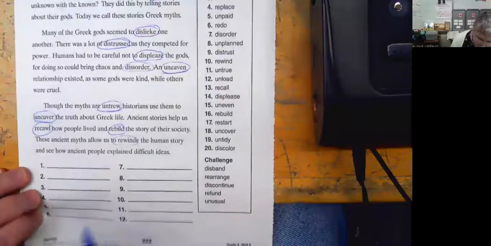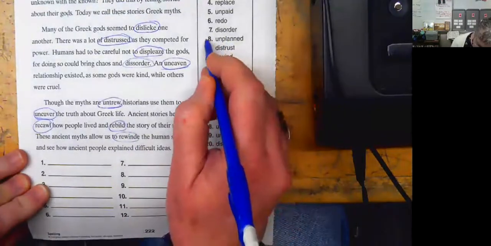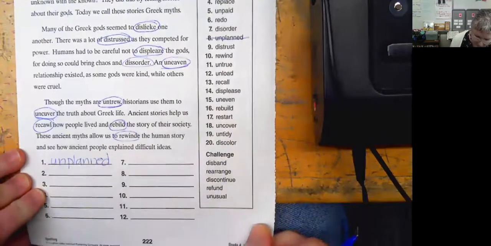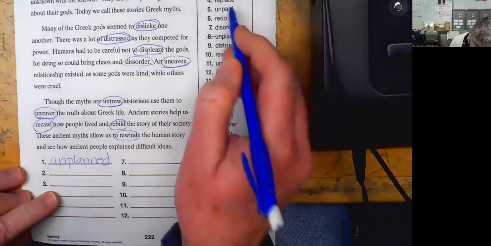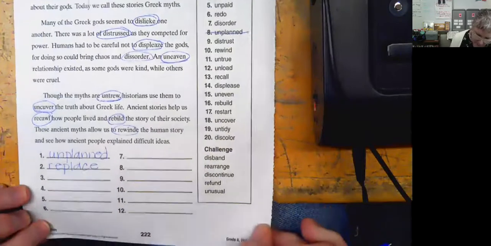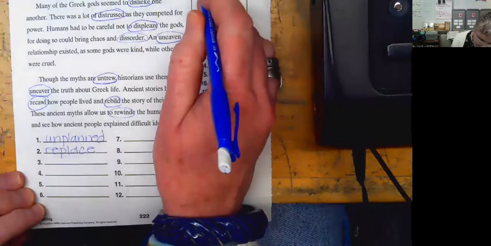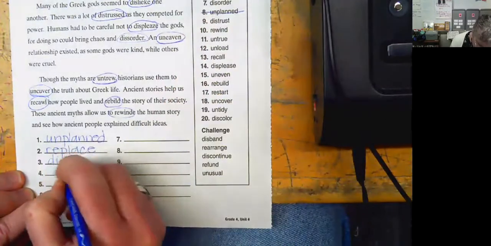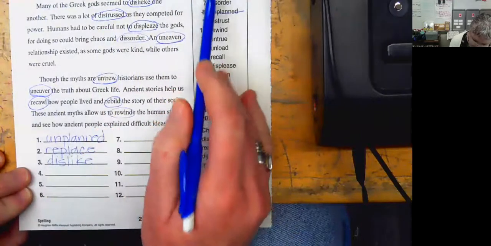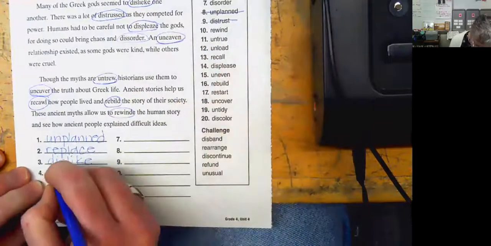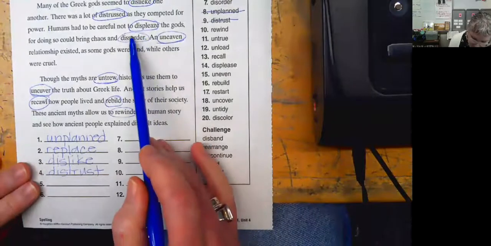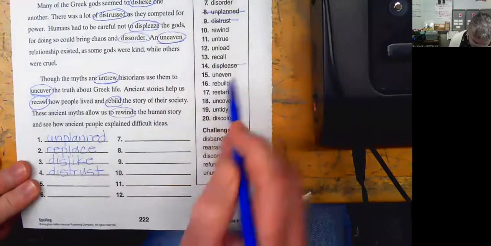Perfect. Here we go. Number 1 is unplanned, and that is right here at 8. Unplanned. Number 2 is replace, and that is number 4. REPLACE. Number 3 is dislike, and that's also number 3, coincidentally. DISLIKE. Number 4, this one is distrust. So I'm looking for it on my list, and it's number 9, DISTRUST. The next one is displease, and that's going to be number 14, DISPLEASE.